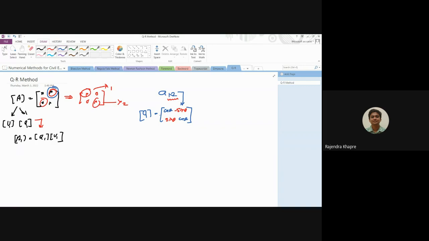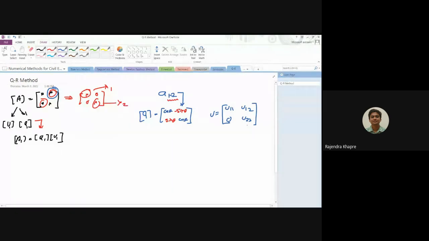How to get the value of Q1? It is like this. If we are trying to eliminate 1 2, at location 1 2 you write minus sine theta. At location 2 1, you write sine theta. At locations 1 1 and 2 2, you write cos theta, cos theta. Simple. Your U matrix will be exactly the same: this will be U11, U12, this will be 0, and this will be U22. Have you understood this?